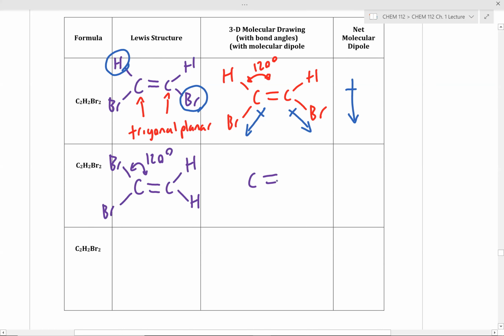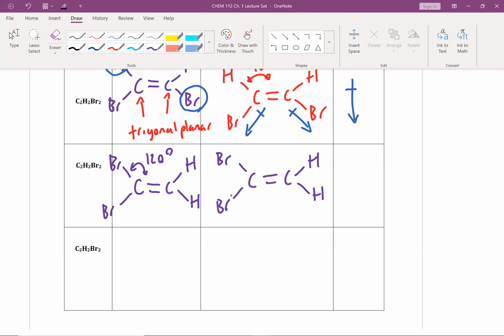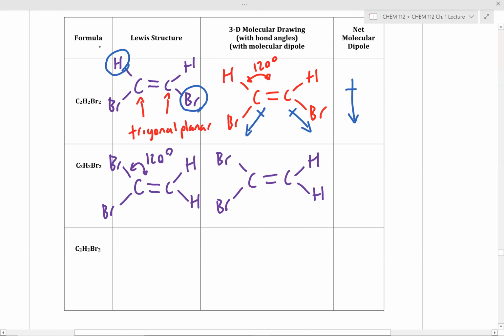Okay, let's now take a moment and look at our bond dipoles, and let's switch colors for that. Okay, we've established our carbon-bromine bond is polarized towards bromine. So where are both of our bond dipoles pointing? To the left, right? So since we have a net molecular dipole, is this molecule polar? Yes, it is polar, has a net dipole.